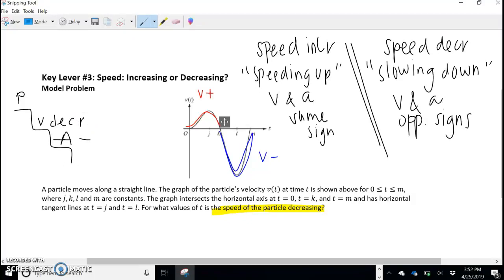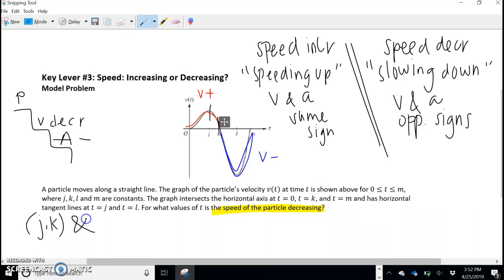And is there anywhere on that red stretch of graph where I have a decreasing velocity function? There absolutely is, right here from J to K. So there's one answer to my question. Between J and K, I have decreasing speed because the velocity and acceleration have opposite signs.